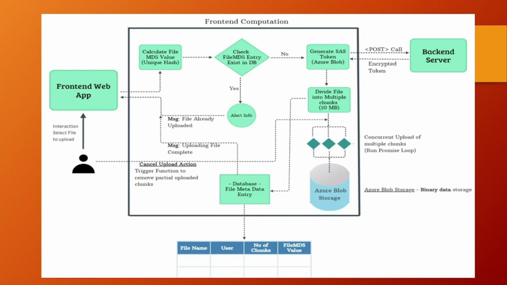So before going further in our loop, we check whether that particular MD5 value exists or not. In this way, we are preventing duplication of our data. In case it exists, we send an alert to the user that the file is already uploaded. But in case it is not there, then we generate a SAS token. This is the prerequisite for Azure Blob, which you need to check.